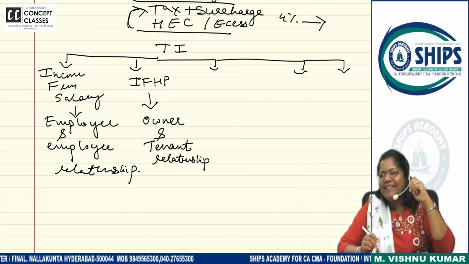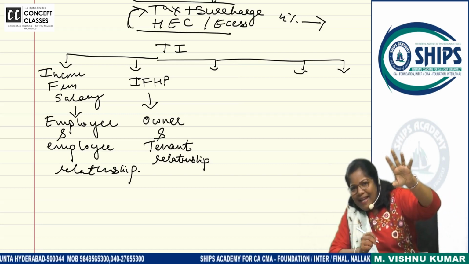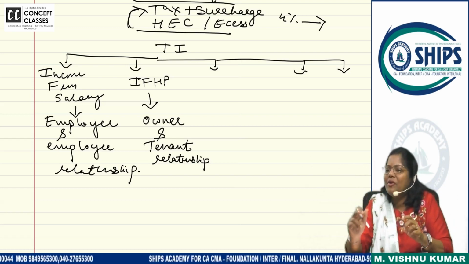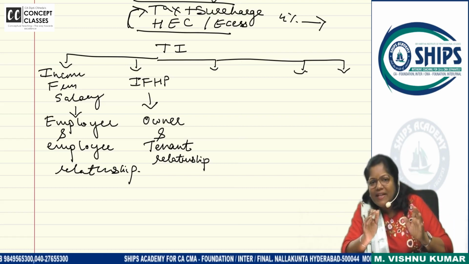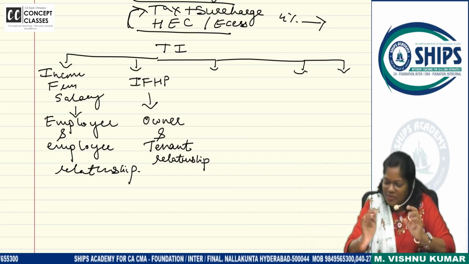Owner and tenant relationship. If you are the owner of the property, and the tenant is paying you rent, it is which income? Income from house property. The name is clear to all of you?